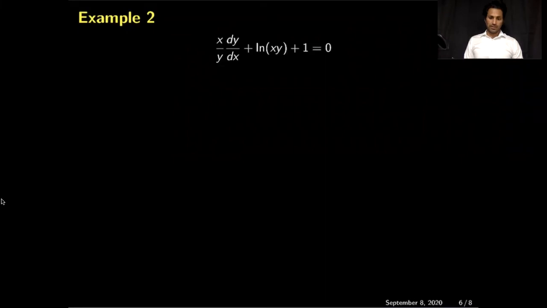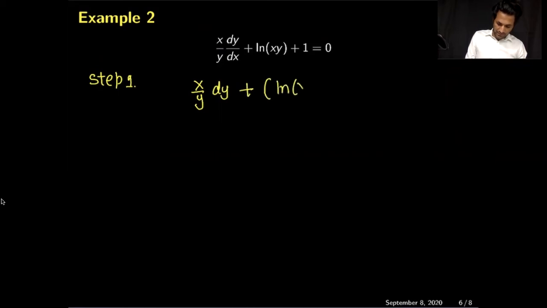So let's solve one more example. In step number 1, we will check whether this differential equation is exact or not. To do that, first I will write it in standard form: x divided by y dy. I will multiply by dx on both sides. So the natural log of xy plus 1 dx is equal to 0.